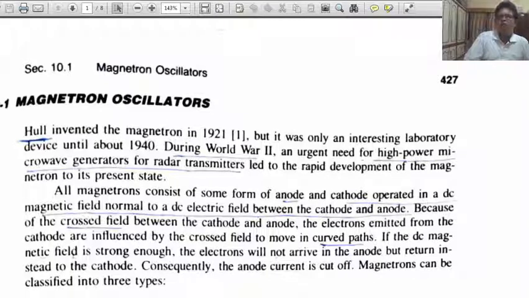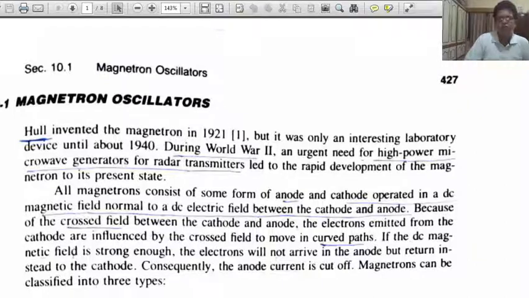Now, all magnetrons consist of some form of anode and cathode operated in a DC magnetic field normal to a DC electric field. That means E and H are crossed fields, perpendicular to each other. Now, we know that the electric field is between the cathode and anode, and the magnetic field is perpendicular to this field.